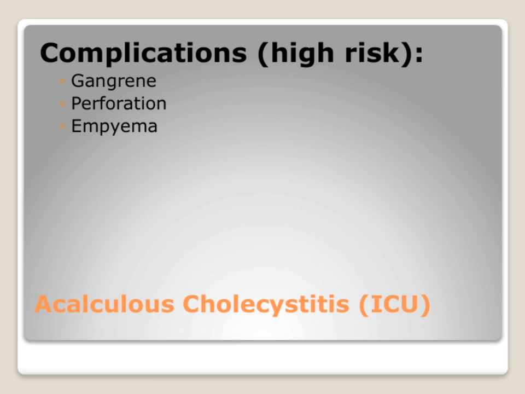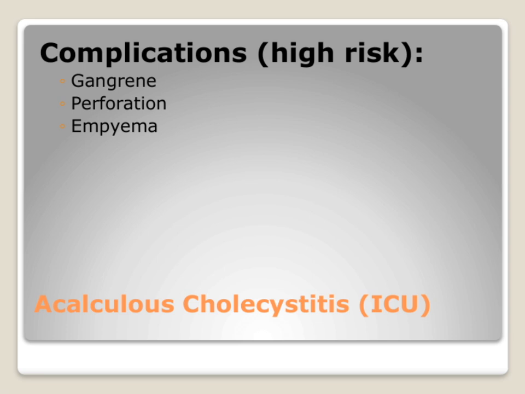First, gangrene. This occurs when the tissue in the gallbladder or surrounding areas dies due to a lack of blood supply, which can be life-threatening. Next, perforation. This is when the gallbladder wall tears, leading to the release of bile and infection into the abdominal cavity, potentially causing peritonitis. Then, we have empyema, which is essentially a collection of pus within the gallbladder, indicating a severe infection that requires urgent attention.